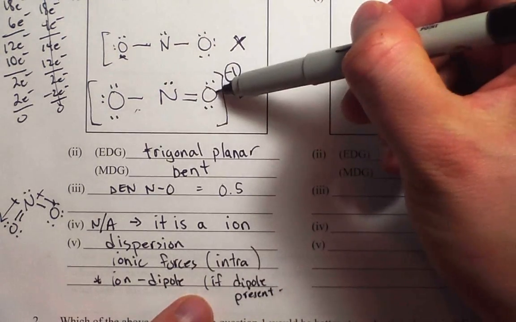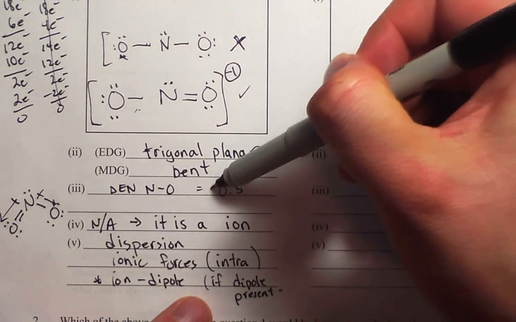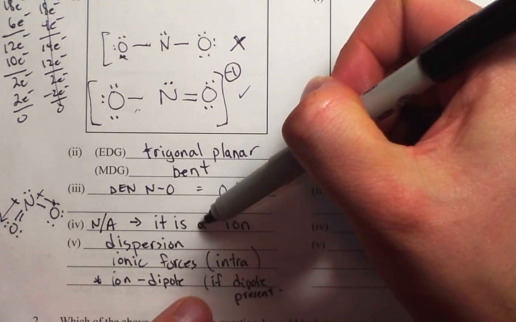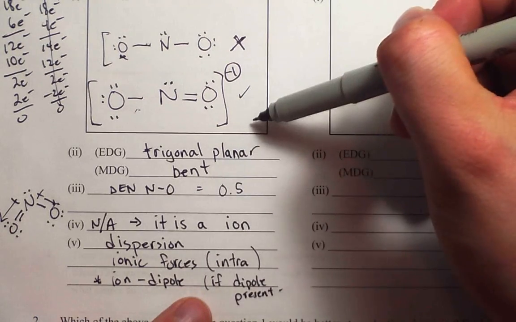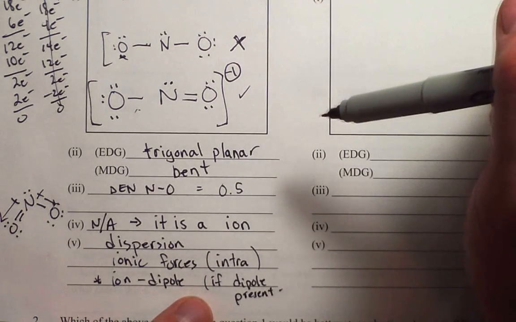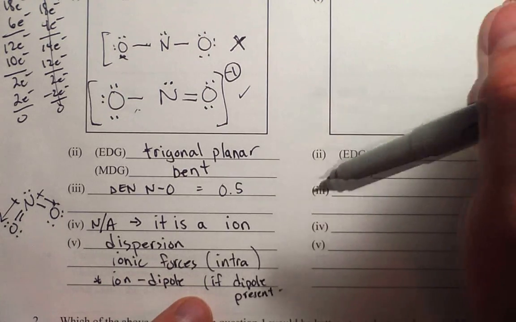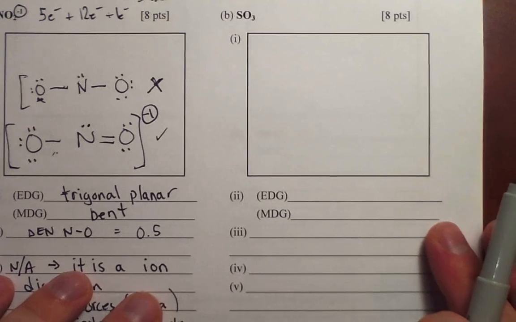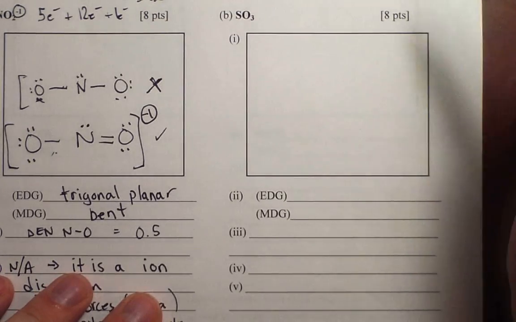So we have a structure, we have the geometry, we have difference in electronegativity, but we've decided that it is not relevant because the molecule itself is negatively charged. This would also be true if the molecule was positive. And finally, we looked at the intermolecular forces that could be present. So let's go over to B.